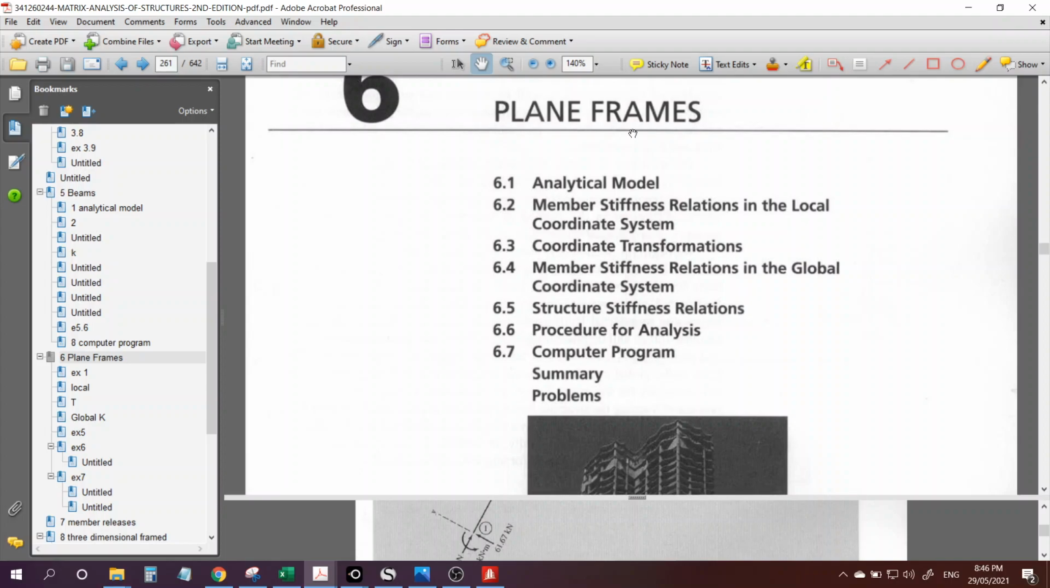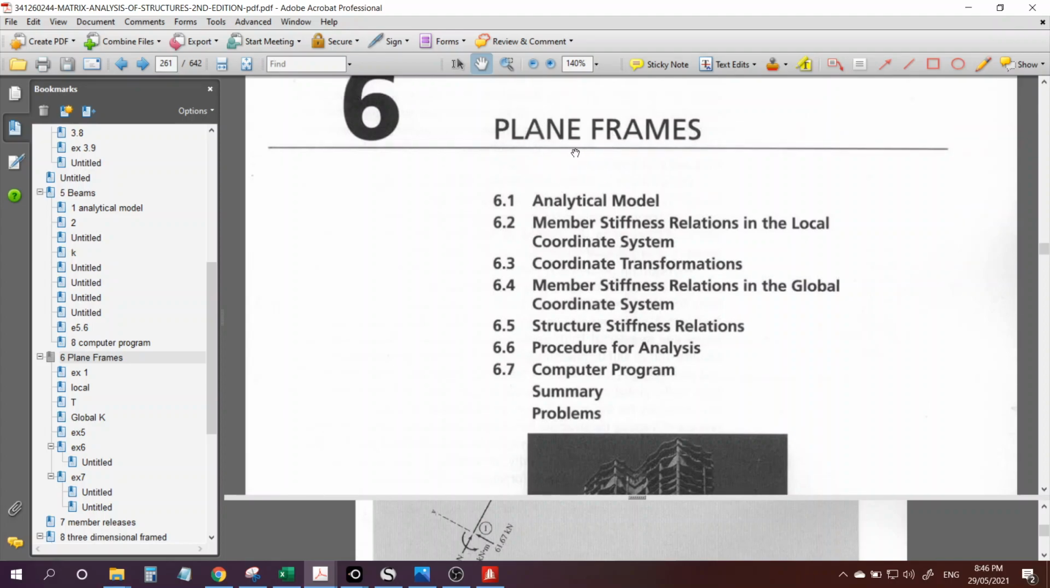Discussing plane frames now. Last time we dealt with plane frame also, but we discussed frame with sway and non-sway, but using beam stiffness matrix. So this time we will be using plane frame stiffness matrix.